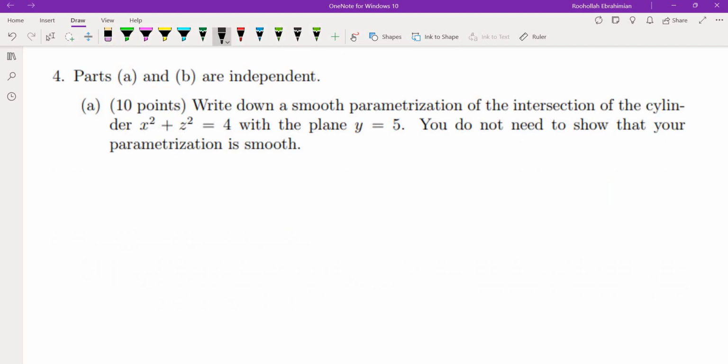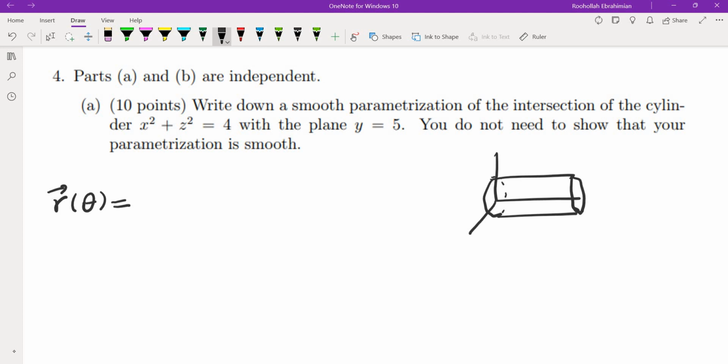Okay, so next problem. Write down a smooth parametrization of the intersection of the cylinder with the plane y equals 5. So what is a parametrization? Let's draw a diagram here. We have a cylinder based on the xz plane, and we are intersecting that with y equals 5. So we get a circle like this, at y equals 5.